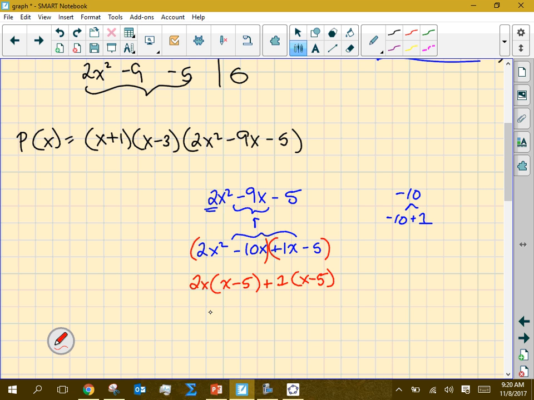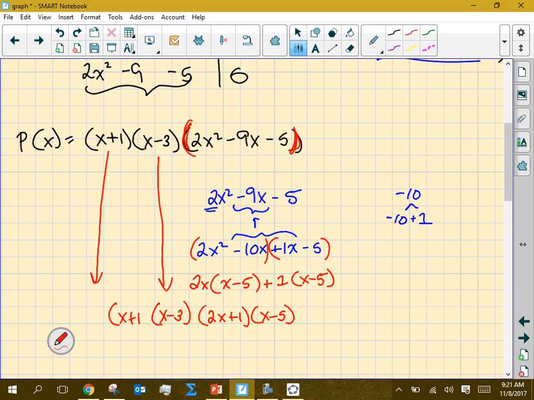So this quadratic breaks down to 2x plus 1 and x minus 5, right? That is what that quadratic up there simplifies to. It breaks down to linear factors. Now, I'm going to bring my x minus 3 down. I'm going to bring my x plus 1 down. And now I have p of x fully factored.